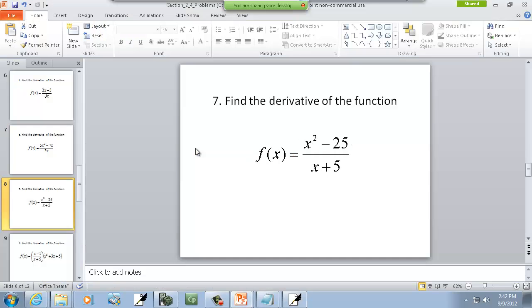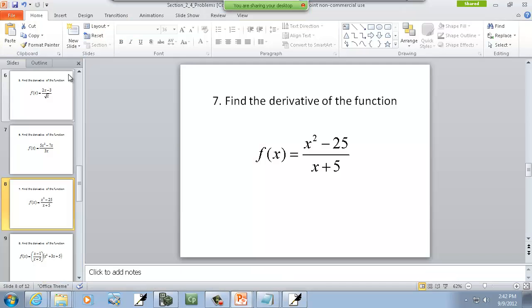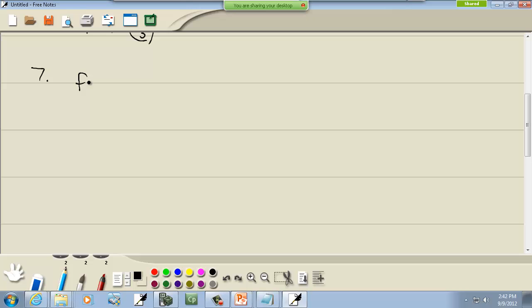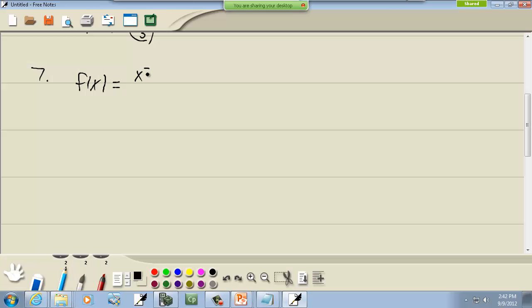This next one is also one that will save us a ton of work. We've got f of x is equal to x squared minus 25 over x plus 5. Excuse me. Well, I notice the top part is the difference of two squares, and it factors as x plus 5 times x minus 5.